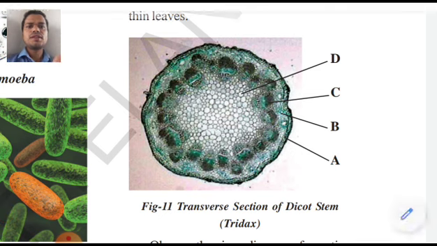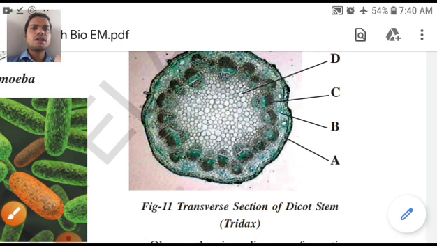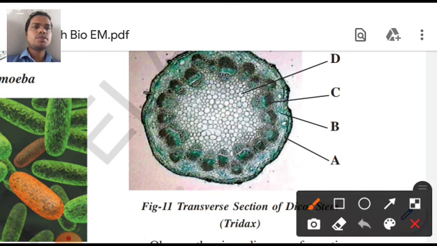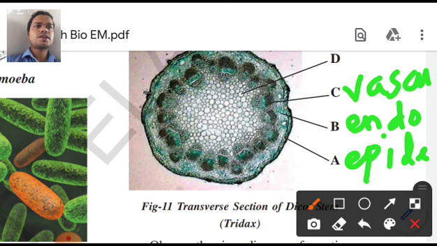Now if you see here, the outer layer is different, the middle layer is different, and the center portion is different. Because of their arrangement, he has given some arrows. Now what are these things? Let us see here. The outer portion is called epidermis. The next portion is called endodermis. The inner layer is called vascular bundles. The center portion is called storage tissue.